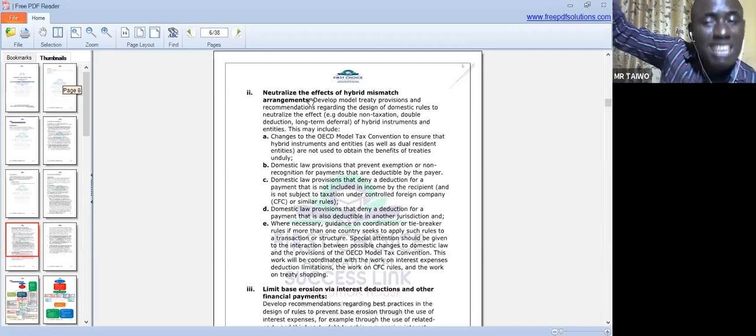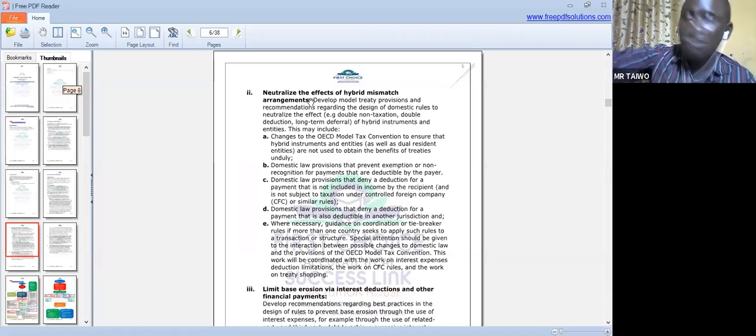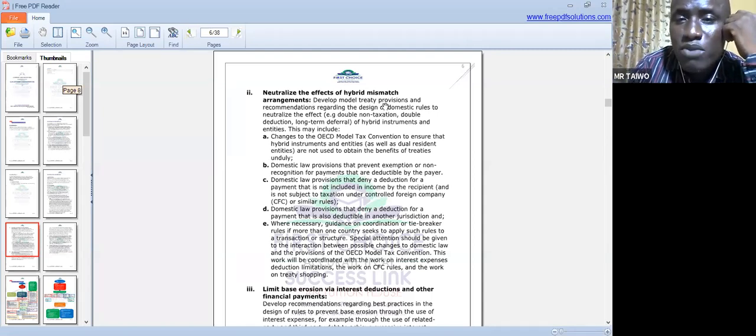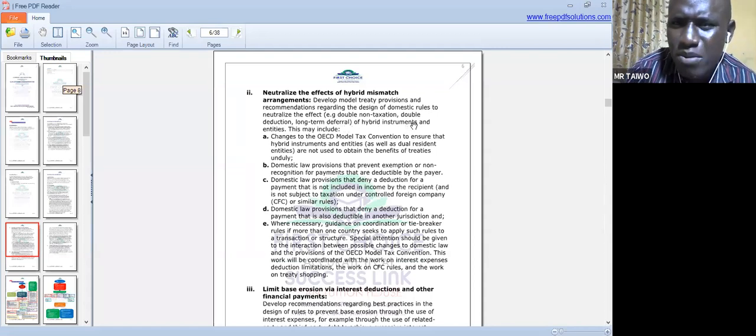Now, if you get to South Africa, they may not tax it, but it will not be double non-taxation again. It will be taxed in Nigeria, but obviously not taxed in the other country. Can you imagine? With that, we have neutralized the effect of the hybrid mismatch arrangement. Let me quickly develop the model treaty. That's a rule, provision, and recommendation regarding the design of domestic rules to neutralize the effect, e.g., double non-taxation, double deduction, long-term deferral of hybrid instruments and entities.